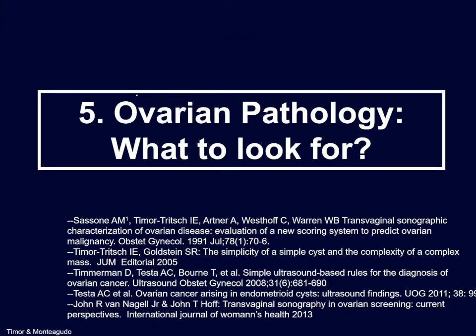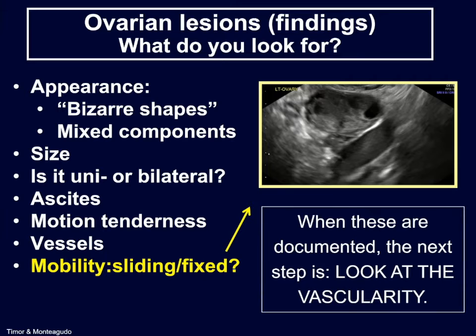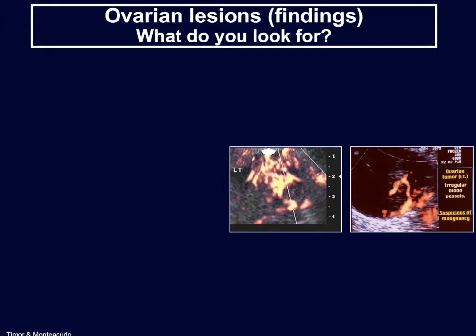What do you look for when you look for ovarian pathology? First of all, the appearance, whether it has bizarre shapes, mixed components, the size, is it uni or bilateral, do you have fluid around the ovaries or the uterus, motion tenderness and vessels, and definitely look for mobility, and I showed you that before. When these are documented, the next step is look at the vascularity.